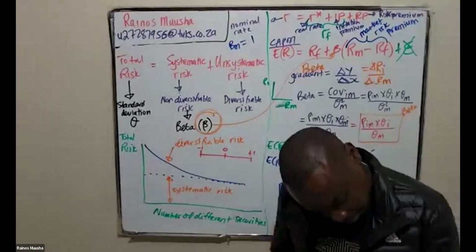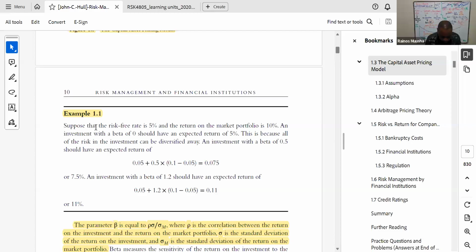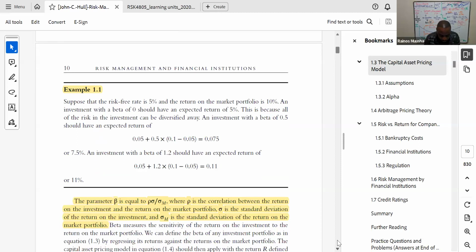All right. On page 10, they give us example 1.1. In this example, they say, suppose that the risk-free rate is 5% and the return of the market portfolio is 10%. An investment with a beta of 0 would give you an expected return of so much. So we need to calculate exactly how much we get as an expected return if the beta is 0. Then they give us another scenario where the beta is 0.5. So can you quickly have a look at this? Then we'll go through it together. Using the capital asset pricing model, can you calculate the expected return given that information? See if you'll be able to determine the expected return.